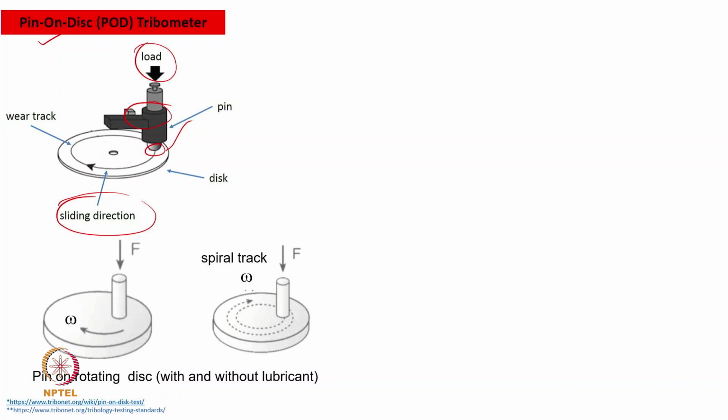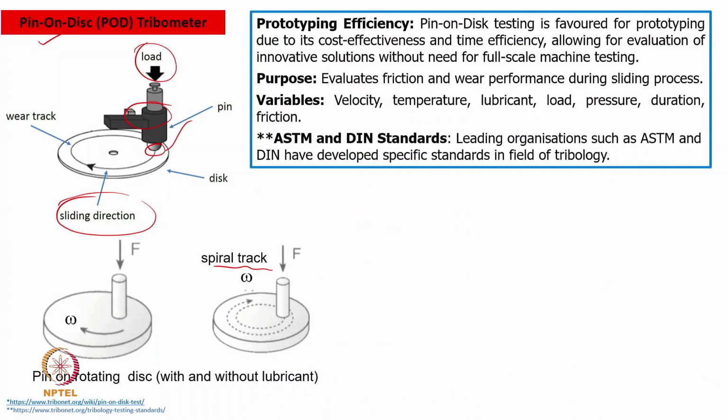Here the velocity is more or less constant, while we have the possibility of going with a spiral track also, where the velocity can be changed from maximum to minimum, minimum to maximum. Those things are also possible with this kind of tribometer. So why do we want this kind of tribometer? Pin on disc testing is favored due to its cost effectiveness, the low cost in this case, and it gives quicker results also.